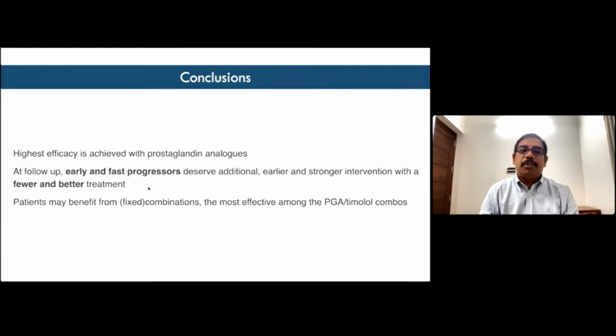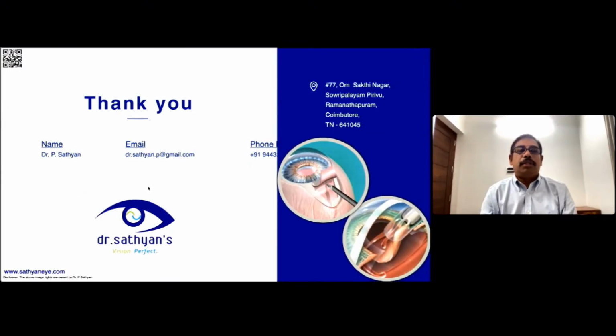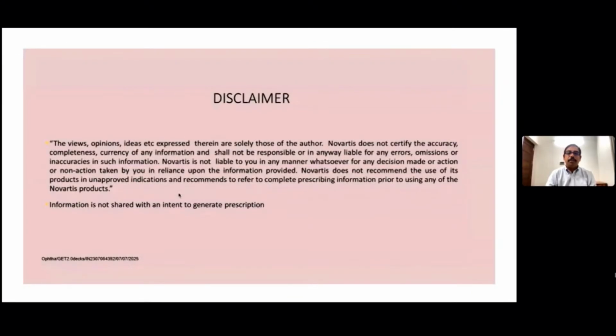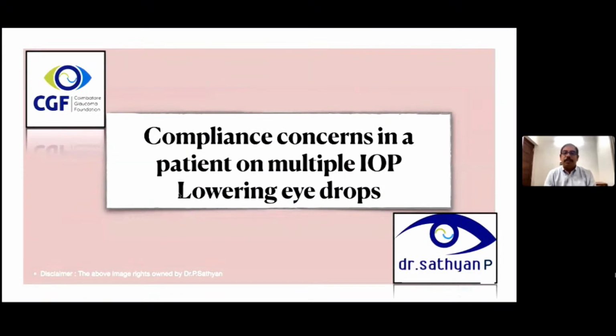So this really helps the patients to have a good quality of life and the patient being under control with the disease. So this is the fixed monotherapy; the monotherapy failed, what happens? So we'll just look into the next one. This is basically on the compliance concerns in a patient with multiple IOP lowering eye drops.